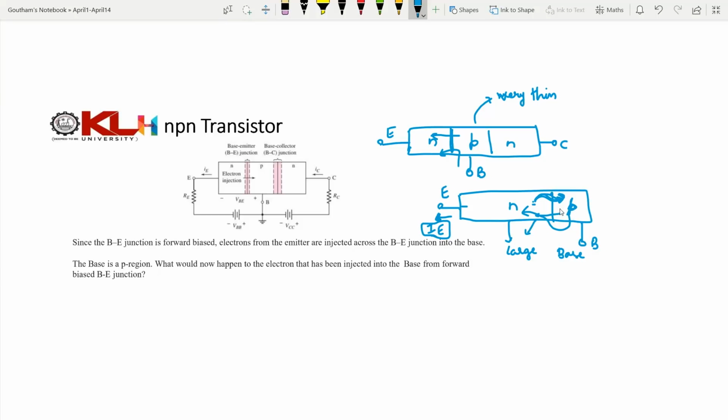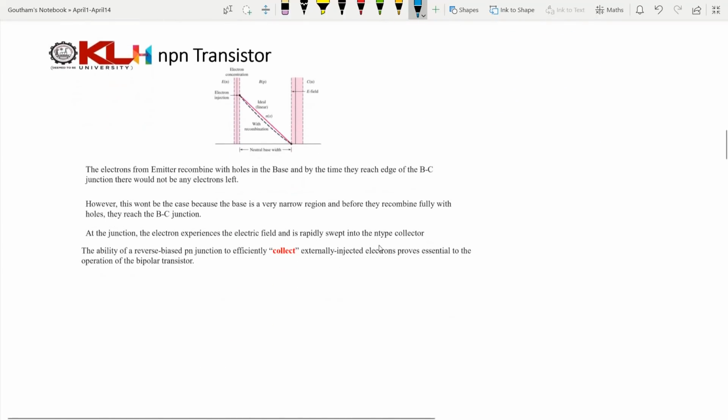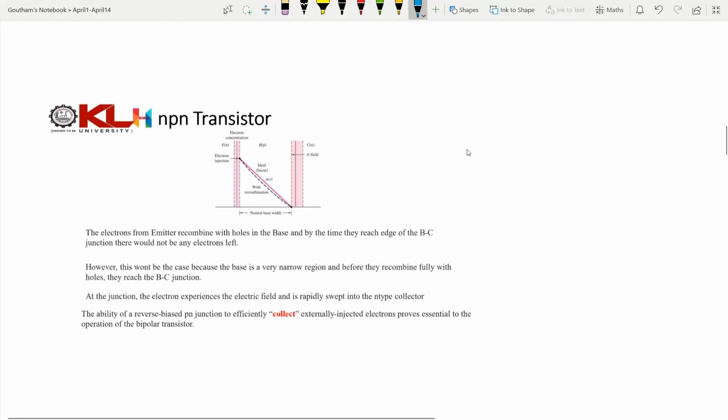Now we know that this base is a p region, so what would happen to the electrons that enter this p region? Okay, so let us discuss. Now the second junction also comes into picture. Let me draw the other junction as well. This is my PN. Okay, so I am drawing the base collector. I am looking at base and collector terminals over here.